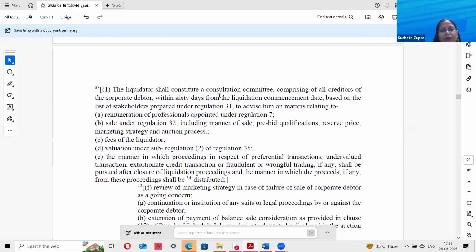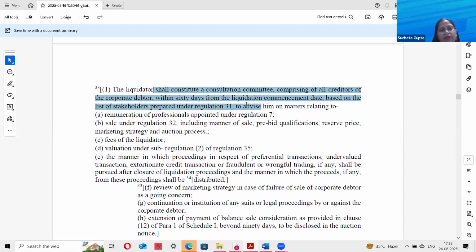The liquidator shall constitute a consultation committee comprising all the creditors of the corporate debtor within 60 days from the liquidation commencement date, based on the list of stakeholders prepared under Regulation 31, to advise him on matters relating to the remuneration of the professionals appointed under Regulation 7, sale under Regulation 32, including manner of sale. Here they have used only the word advise him on the matter relating to. So the stakeholders committee only advises. The decision-making authority is still the liquidator only in these cases.